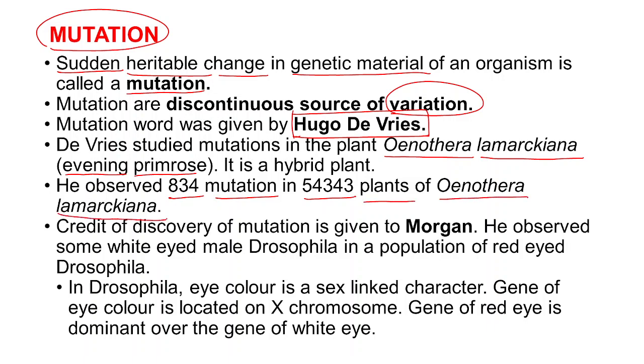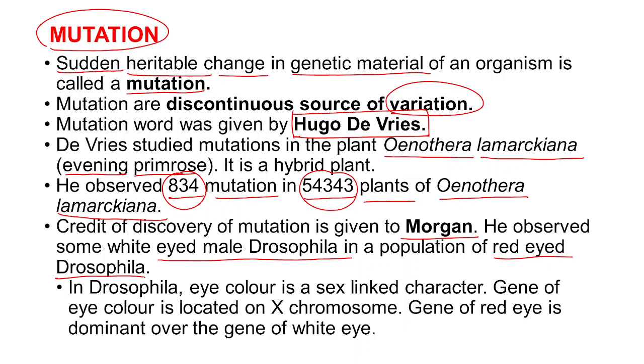See, in how many plants he observed? A very huge number of plants he studied, that is 54,343 plants. In these plants he observed almost 834 mutations. The credit of discovery of mutation is given to Morgan. He observed some white-eyed male Drosophila in a population of red-eyed Drosophila. Both of them observed mutations, but the credit of mutation is given to Morgan.